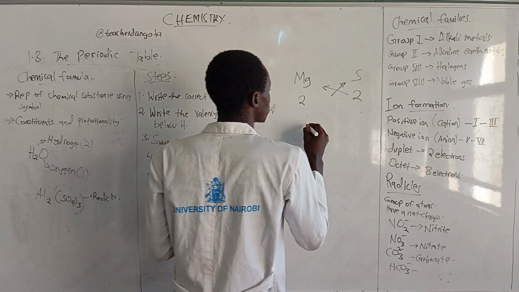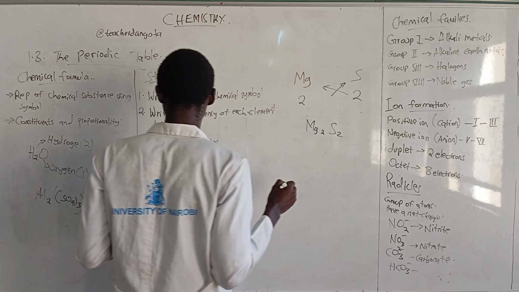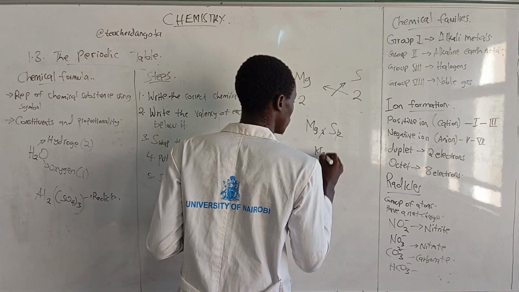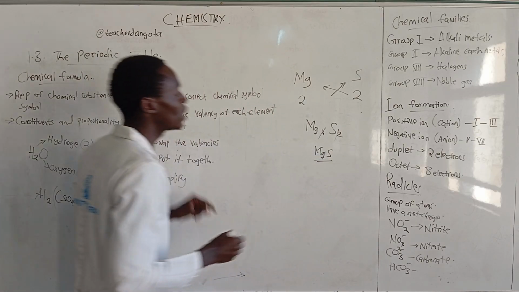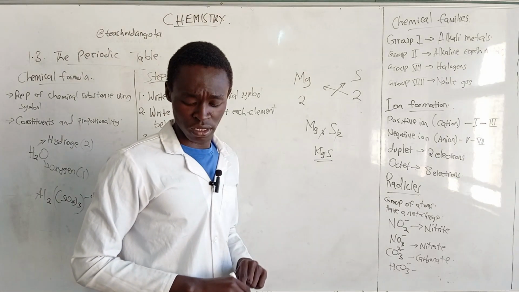Then we put it together. So we have Mg2S2. Then simplify when necessary. Now we are having MgS, and you will have obtained the magnesium sulfide. Just that easy.